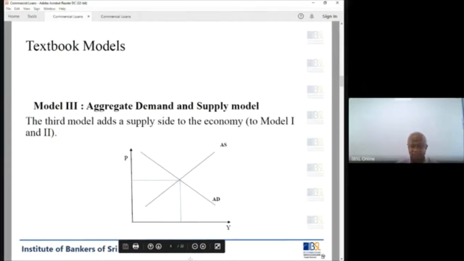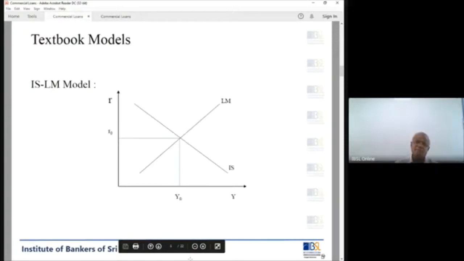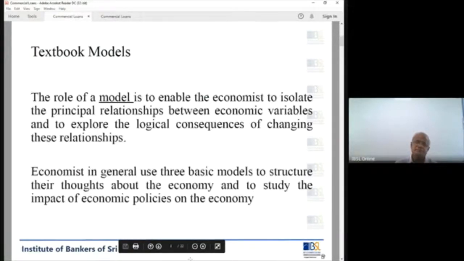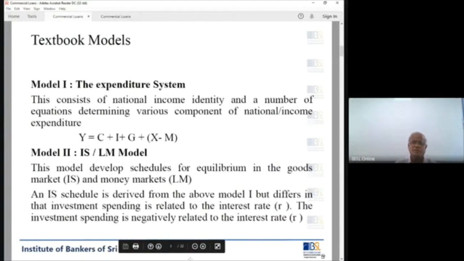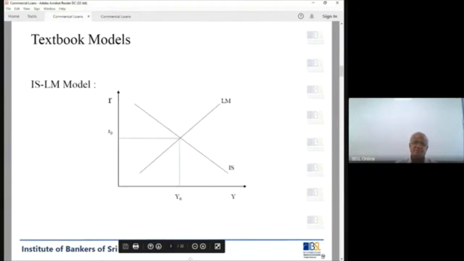But today, we are going to discuss the first model, the expenditure system. After that, we'll have the discussion on the ISLM model in macroeconomics, then we discuss the AD-AS model. Sometimes at the end, we try to combine these two and explain certain economic issues, problems and shocks, right? Expenditure system.